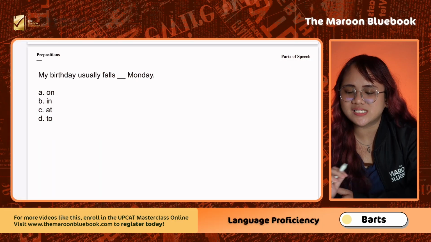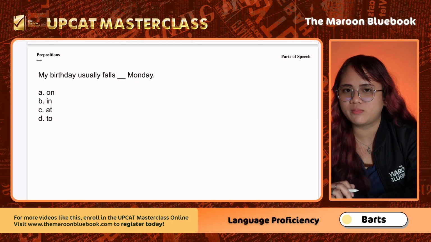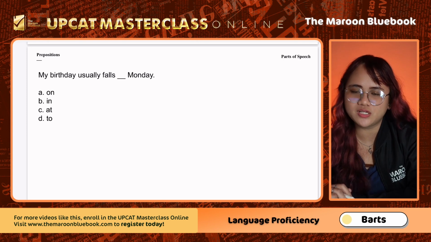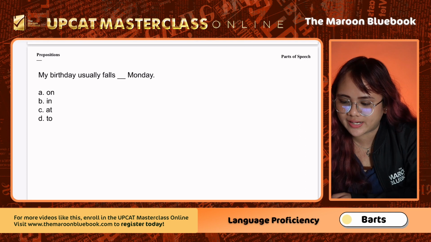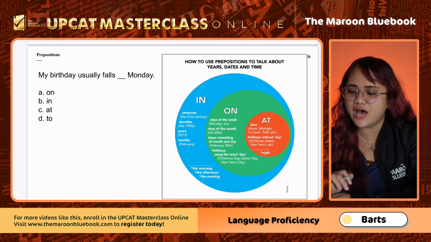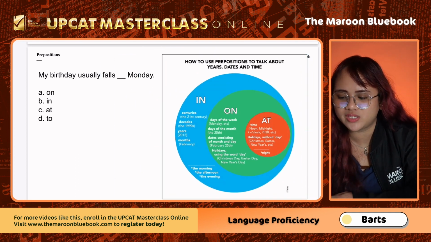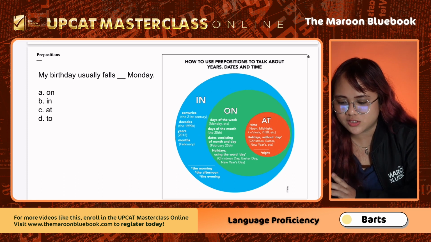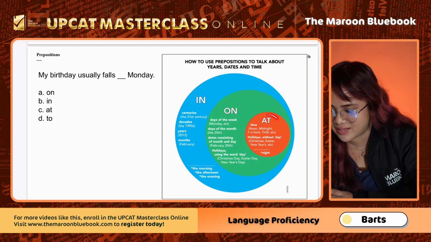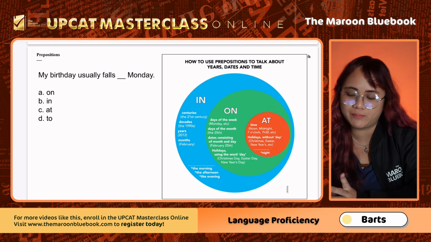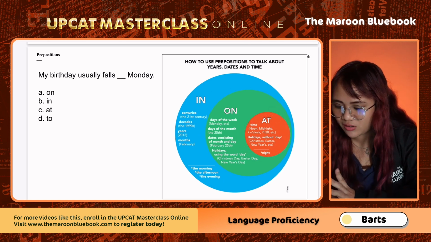Now, as for this next item, we're not going to talk about the location or the place. We're going to talk about time. And there's also a specific diagram for this. How to use prepositions to talk about years, dates, and time. So we use at for more specific times. Like for example, at noon, at midnight, at 7 o'clock.